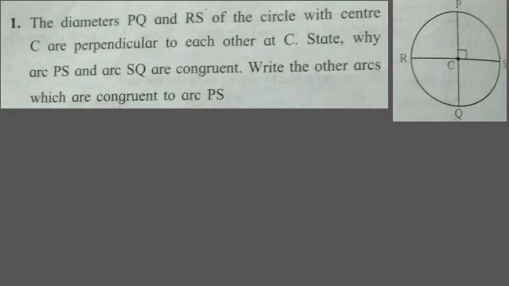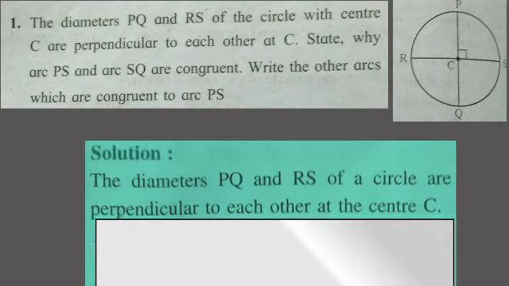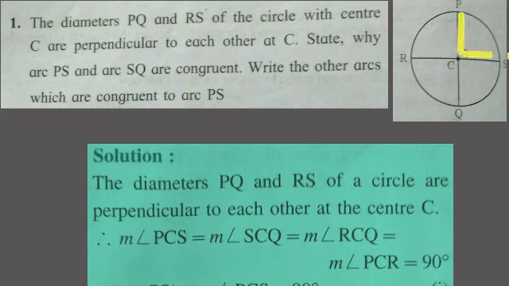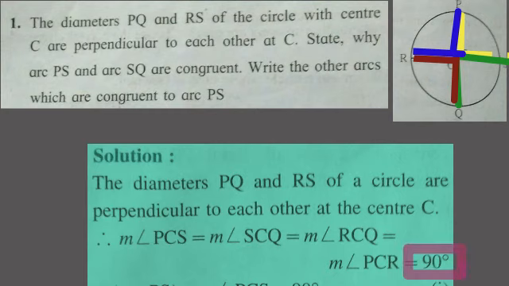Let's write the answer. Students, at first we have to write what is given in the question, that is, the diameters PQ and RS of the circle are perpendicular to each other at the center C. That's why we got four different angles of 90 degrees. Let's write it. The measurement of angle PCS is equal to measurement of angle SCQ is equal to measurement of angle RCQ is equal to measurement of angle PCR is equal to 90 degrees, because all these four angles have 90 degree measurement.